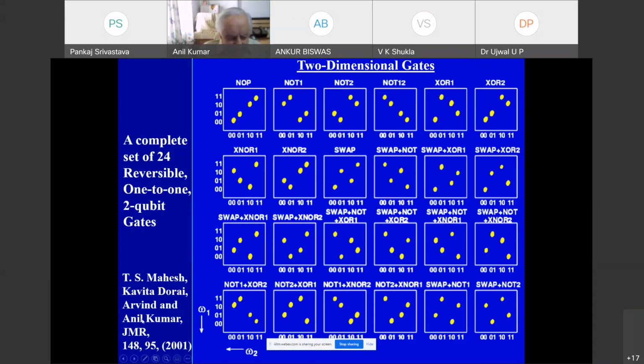In fact, Arvind, who was a theoretician, had only one question. He said, how do you claim it's a complete set? He said, 4 into 3 into 2 is 24. I have the 24 gates here. And Arvind said, I'm convinced. So look at this. The first is the no operation gate, then the NOT one gate. Look at the swap gate. That's beautiful. 1, 1 remains 1, 1. 1, 0 goes to 0, 1. 0, 1 goes to 1, 0. And 0, 0 is 0. The swap gate. And so this is a very nice representation of the various gates using two-dimensional NMR.